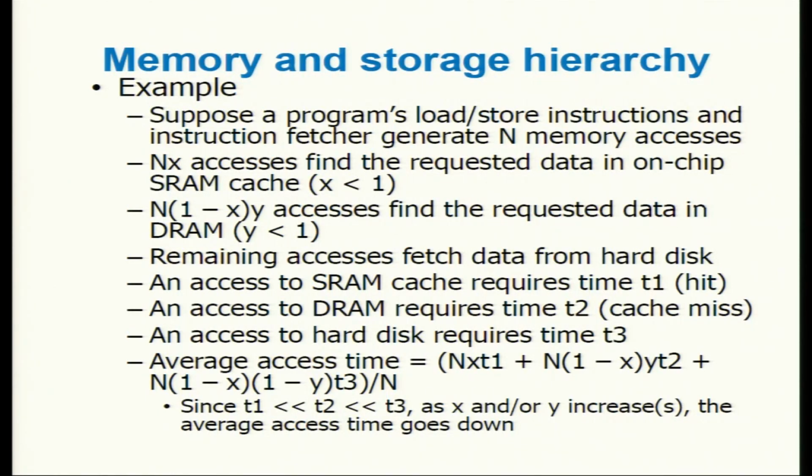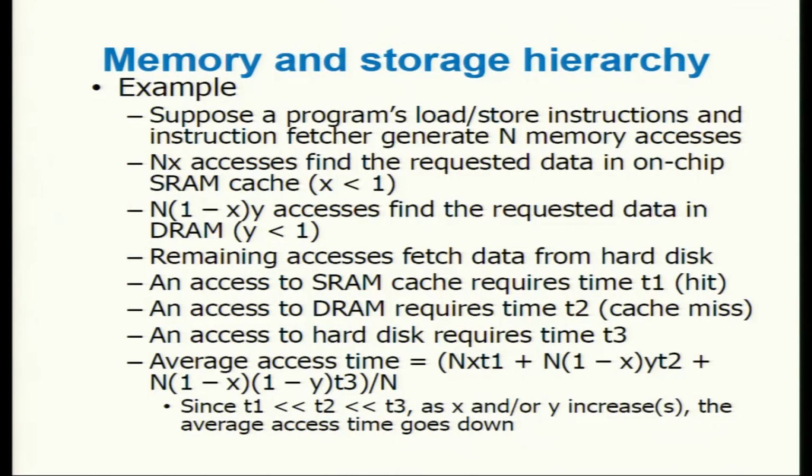That's the technical name used. An access to DRAM requires time t2. That's the cache miss. And an access to hard disk requires time t3. That's called a page fault. That is, whatever you're looking for in DRAM is not there in DRAM. So you can actually compute the average access time per data item, and that will turn out to be: n x t1 plus n times (1 minus x) y t2 plus t3, divided by n.